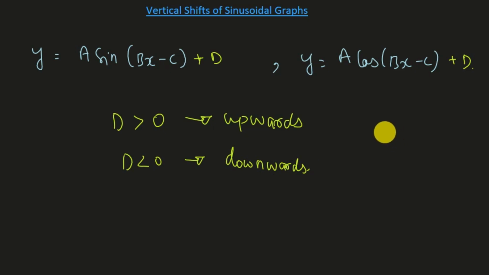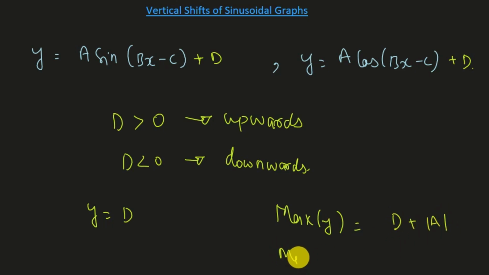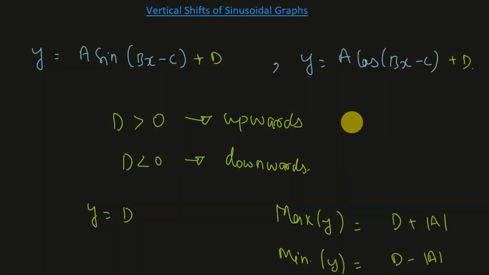Now earlier the graph was oscillating about the x-axis, but for this kind of function the graph is going to oscillate about the horizontal line y equals d. Right? Now what would be the maximum value for y? The maximum value for y would be d plus mod a, and the minimum value would be d minus mod a. This is the overview. Now let's take an example to understand it better.